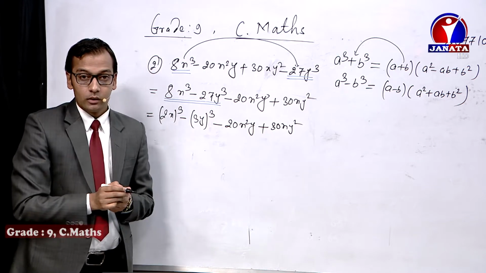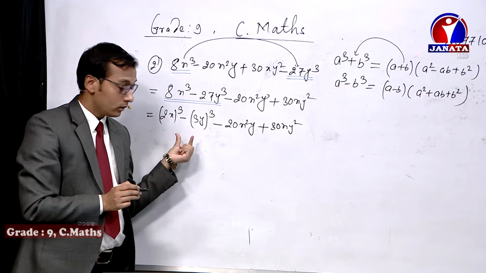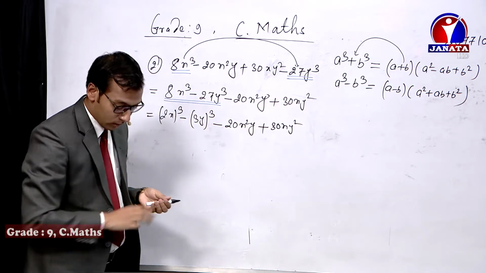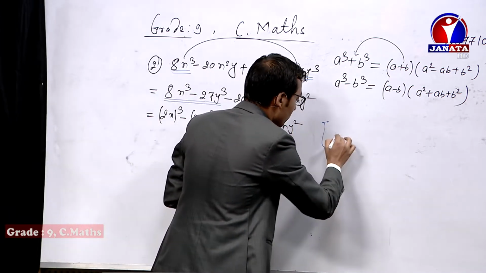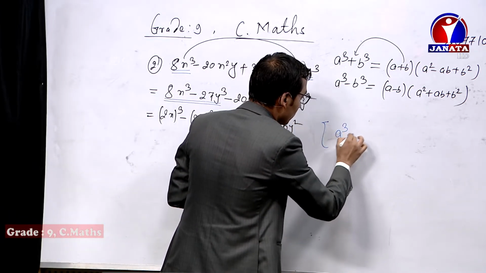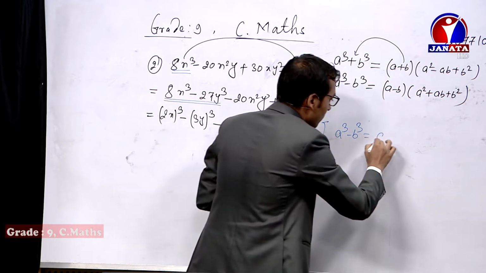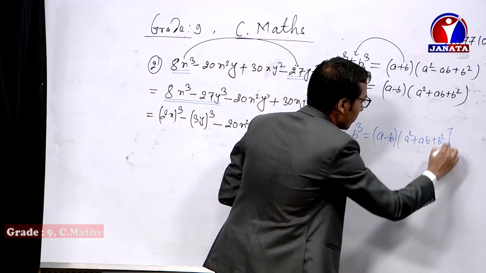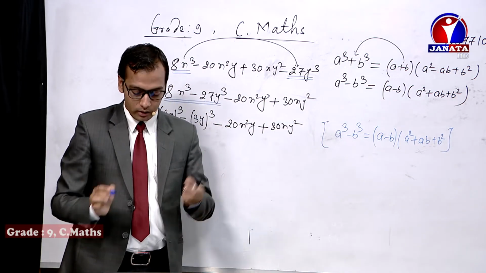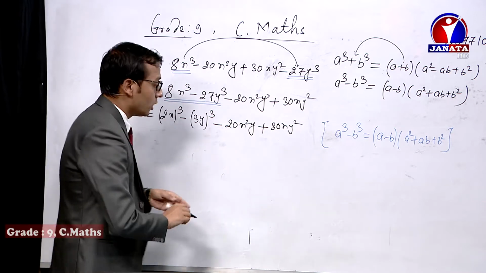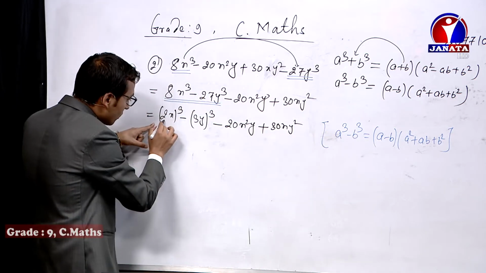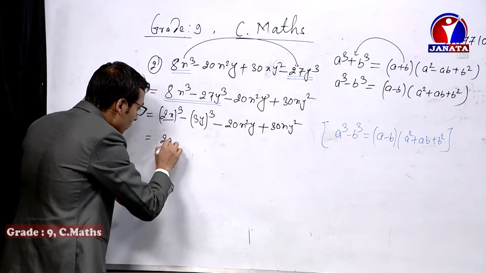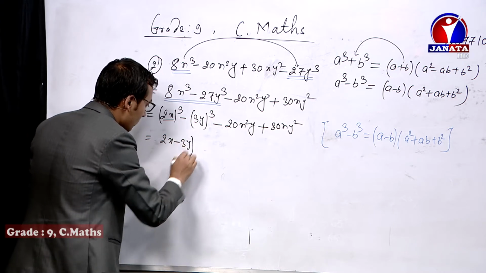Again, the first 2 terms, 2x whole cube minus 3y whole cube, go into a cube minus b cube form. So a cube minus b cube. We know the factors: a minus b times a square plus ab plus b square. So we are changing into this form. What is a? A is the first term here, 2x. So the first factor is a minus b: 2x minus, what is b? 3y.